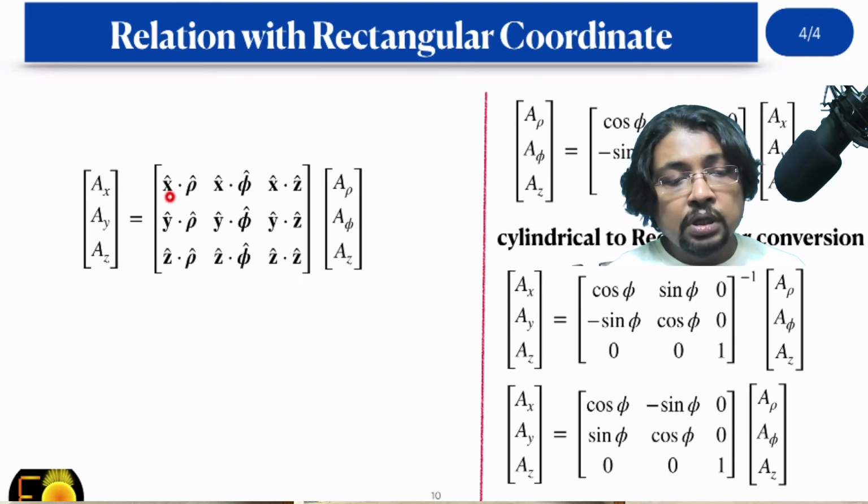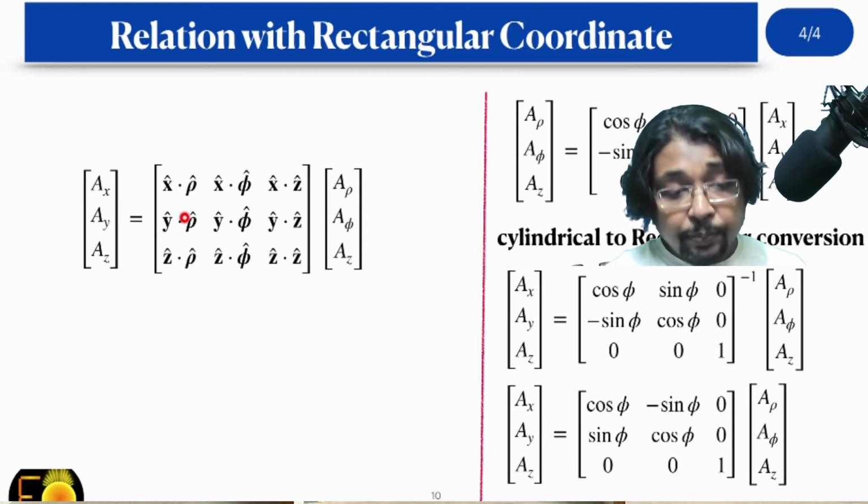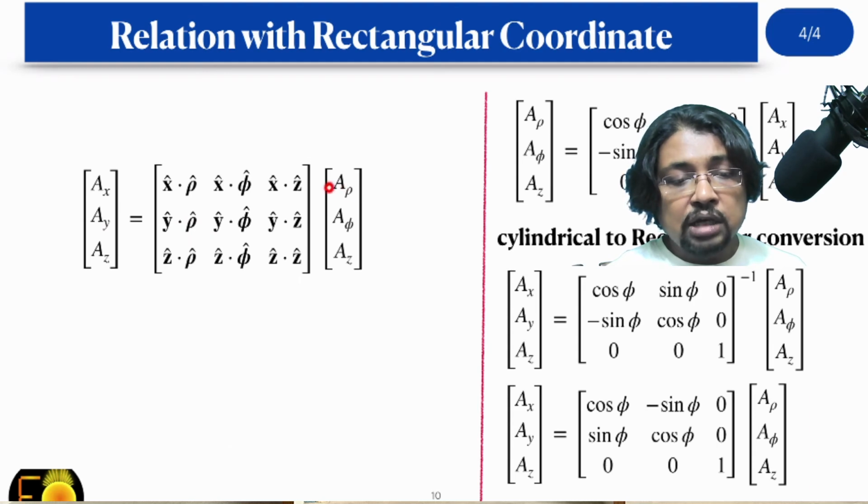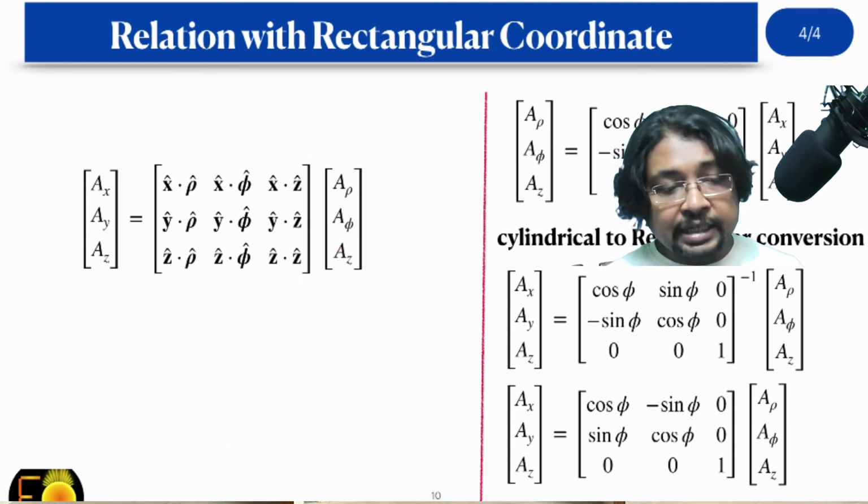So ax will be x cap dotted with a rho plus x cap dotted with a phi plus x cap dotted with az. Similarly, when you are interested to find ay, y cap dotted with rho cap times a rho, y cap dotted with the phi cap times a phi, and y cap dotted with the z cap multiplied with az.